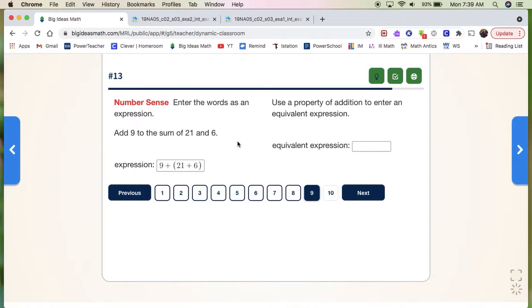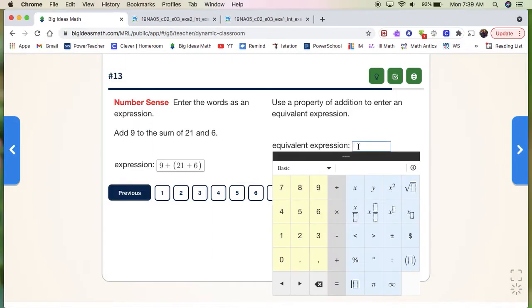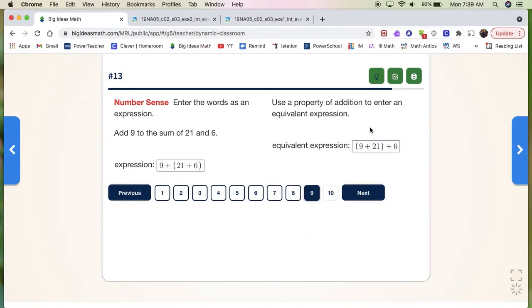Now, because it's all addition, we can use the commutative property of addition. Not the commutative property, the associative property of addition. Actually, we could use either one, but we could just change the grouping. So does it change our answer if we add 9 to 21 first and then add 6? And no, it doesn't change our answer. It also doesn't change our answer if we change the order, but we're not going to do that.